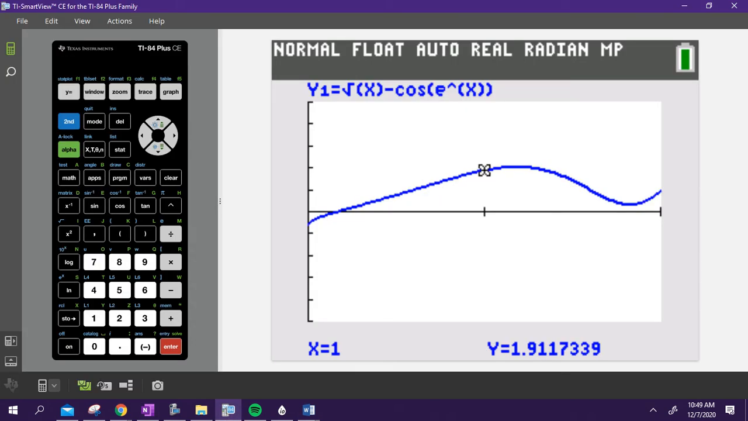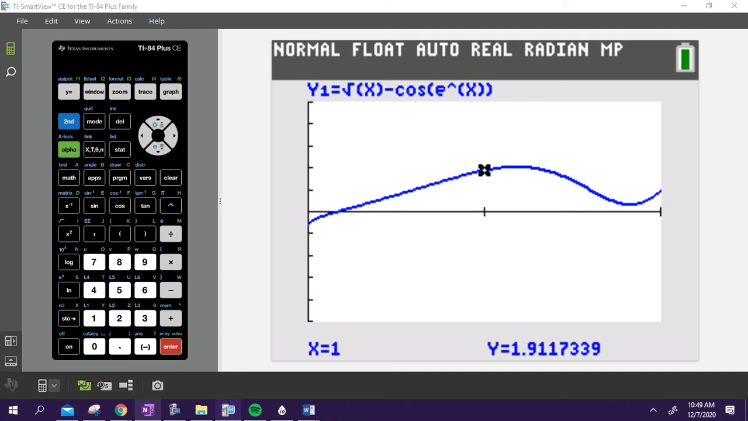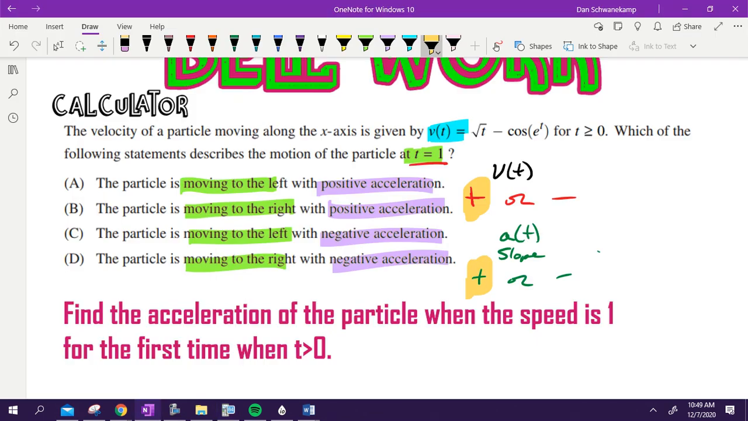Now we want to talk about acceleration. This is a velocity graph. What is true about acceleration at 1? Velocity is increasing. The slope is positive, so that means acceleration is positive. Acceleration is positive because it had positive slope.